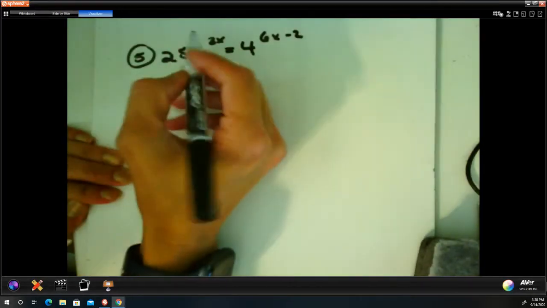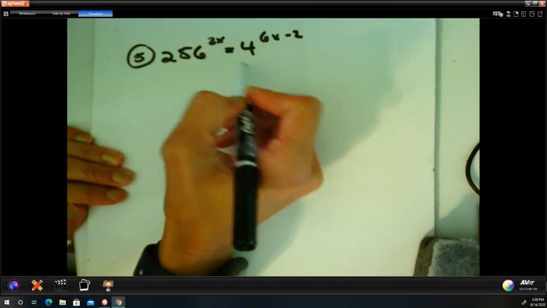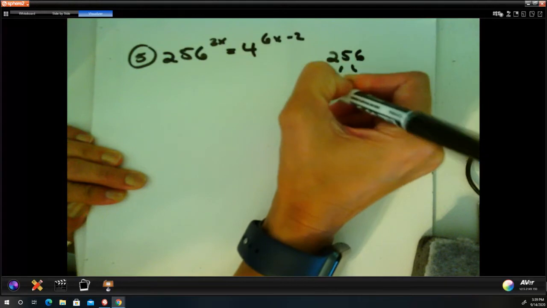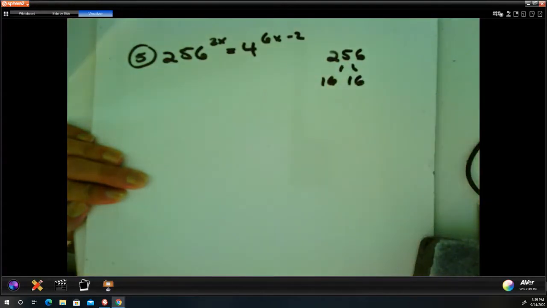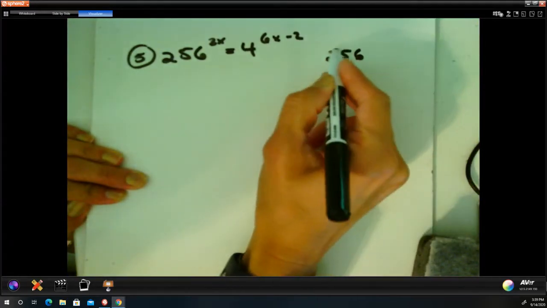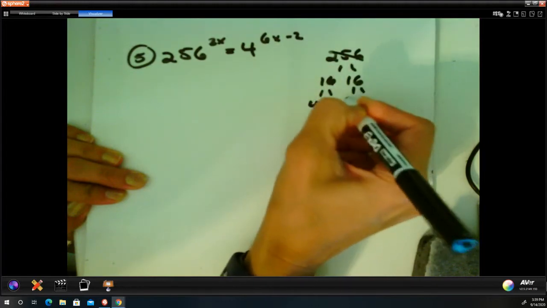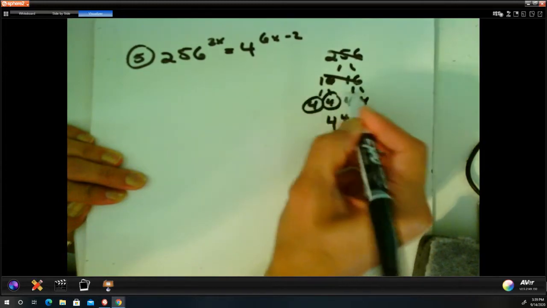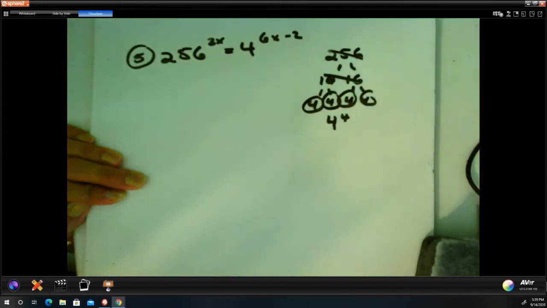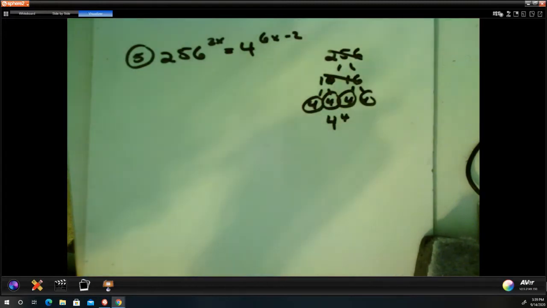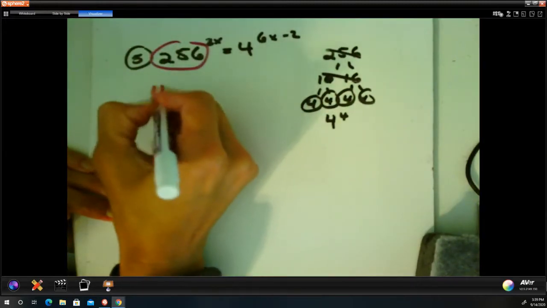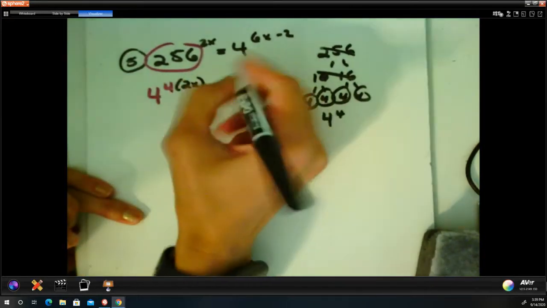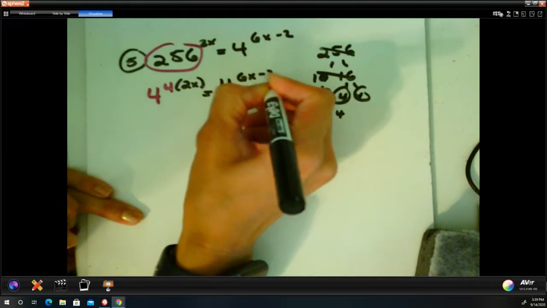Here is number 5. So 256 to the 2x equals 4 to the 6x minus 2. Some of you might recognize that 256 is a perfect square. It's 16 squared. So 16 and 16 break down to 4 and 4 and 4 and 4. So 256 is the same as 4 to the 4th because 4 4s make up 256. So instead of this 256 here, I'm going to put a 4 to the 4th. And then I have that 2x equals 4 to the 6x minus 2.